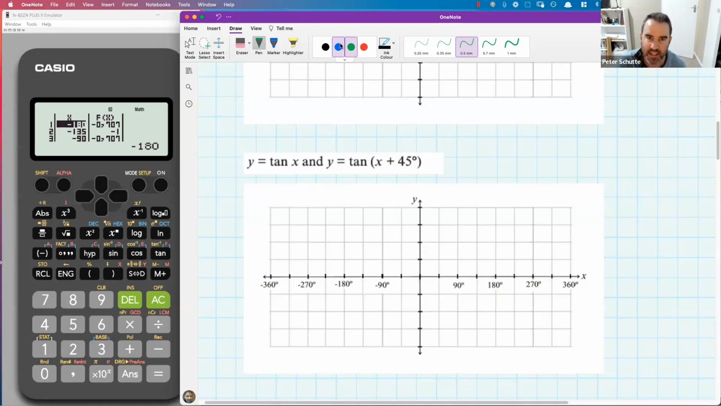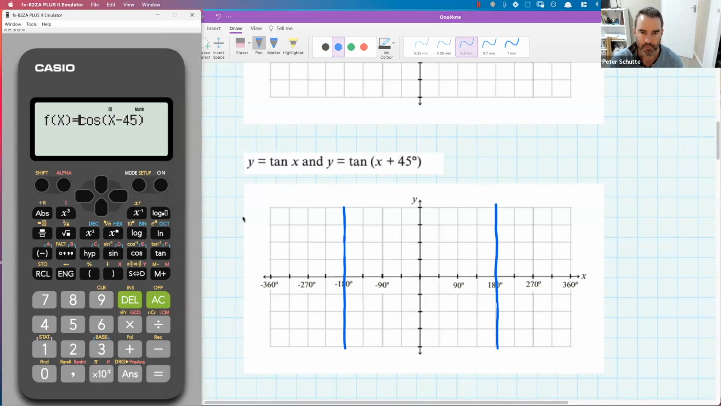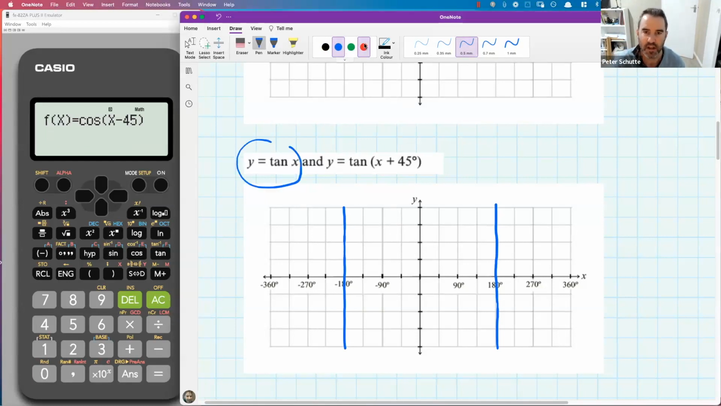So let's make it again, just because otherwise it takes too long. Let's make it from minus 180 to plus 180. And I want to see if you can do this mainly by yourself. I'll give you some time and see if you can start drawing it, and then I'll come along slowly and start drawing it as you get ahead of me. So we're drawing these two graphs. So y equals tan x and y equals tan x plus 45.